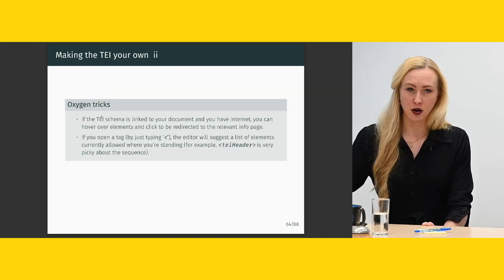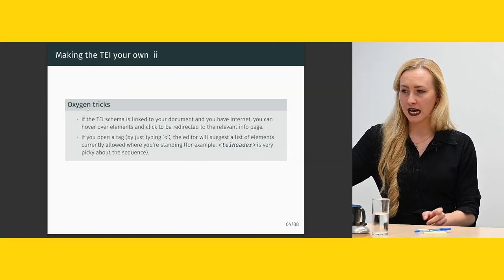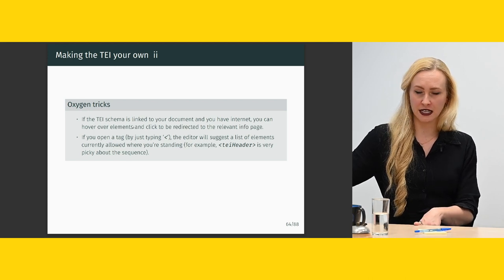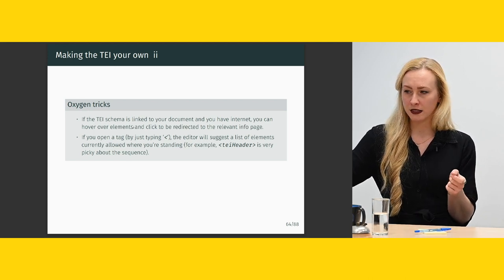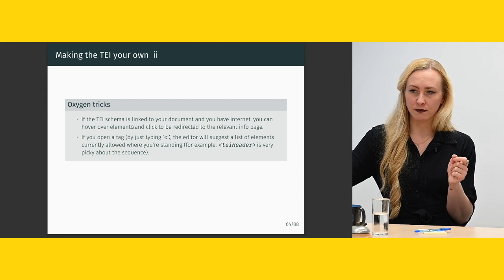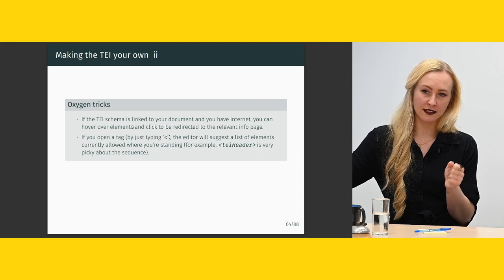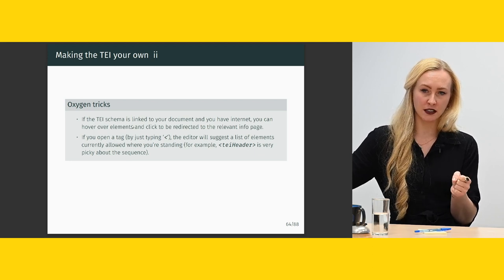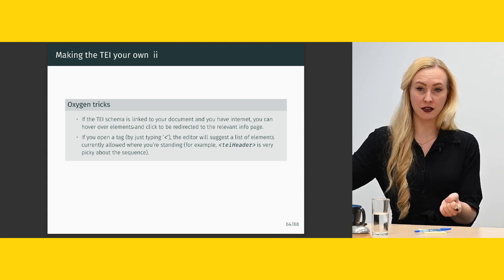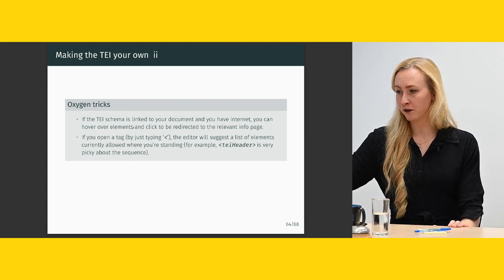And there's a few tricks for Oxygen as well. So if the TEI schema is linked to your document and you have internet, you can always hover over an element and you will get the links to be redirected to the relevant page, and it will also give you the mini definition. That's a good thing to, if you're not sure how to use it, look at this definition, make sure you understand it so you don't misuse elements.